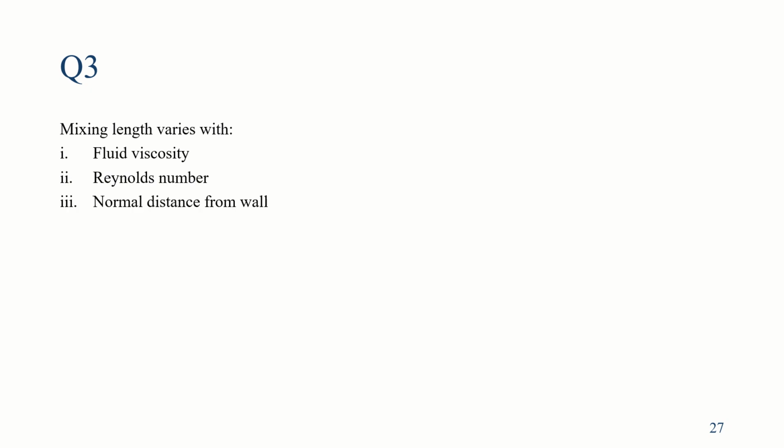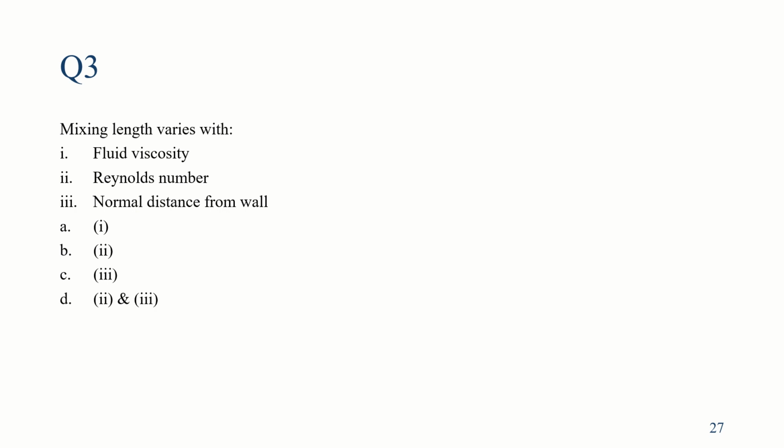We'll go to question 3. In question 3, mixing length varies with. So we say Prandtl mixing length when we are concerned with turbulence, mixing, everything. So what is mixing length? Does it vary with fluid viscosity, Reynolds number, normal distance from wall? Sorry, mixing length varies with option 1, fluid viscosity, option 2, Reynolds number, option 3, normal distance from wall. Option A 1, option B 2, option C 3, option D 2 and 3.